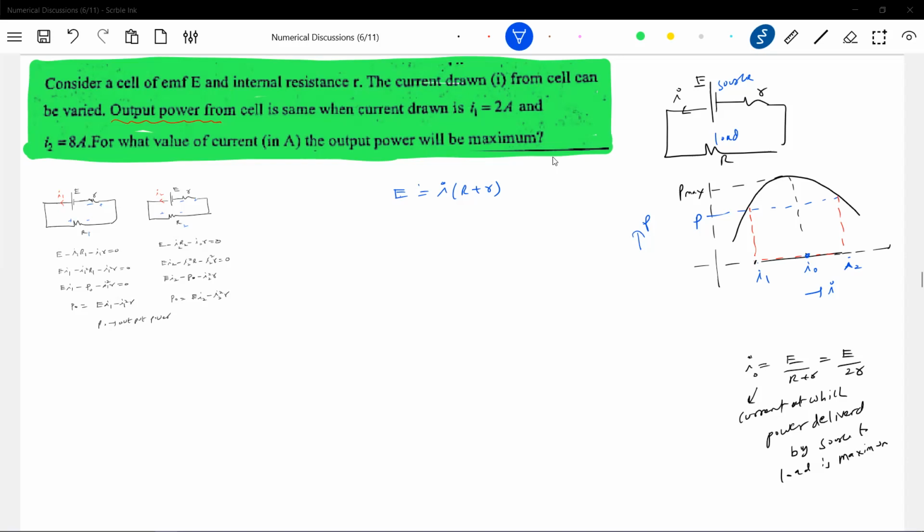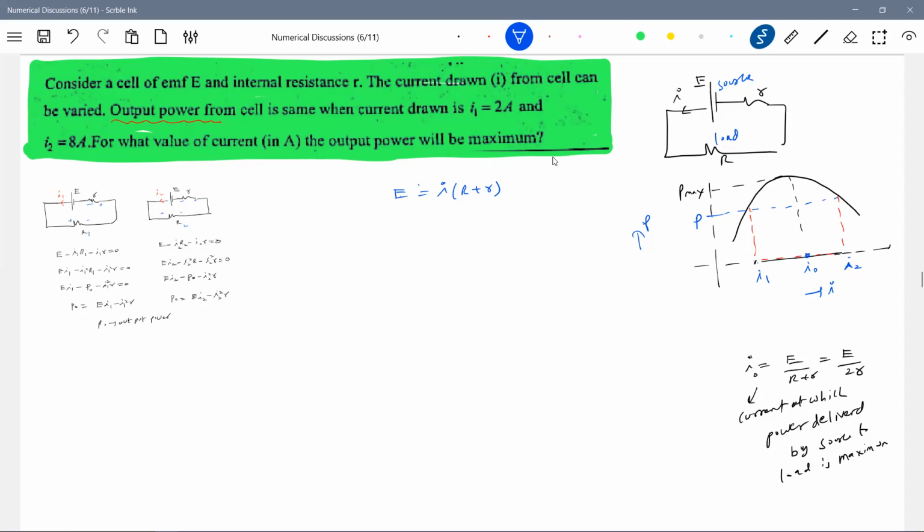Now, if you equate equation 1 and 2, we'll see if it helps. E I1 minus I1 square R equals E I2 minus I2 square R. So E terms on one side, I'll make it here. I2 square minus I1 square, times R, is equal to E into I2 minus I1. I'll get the value of E by R.